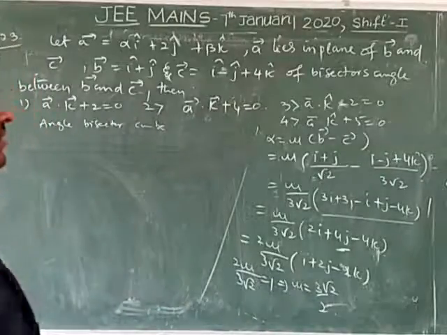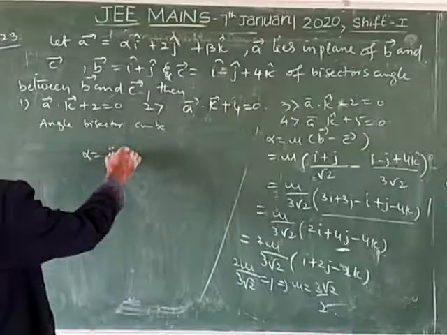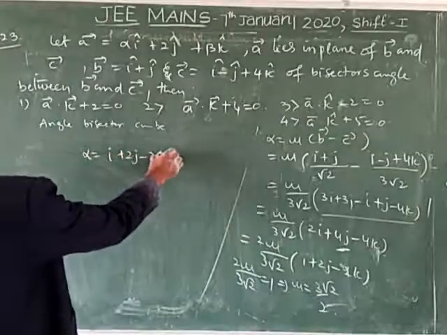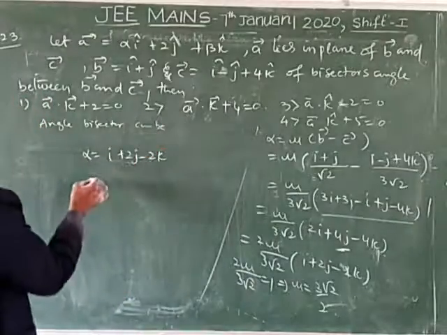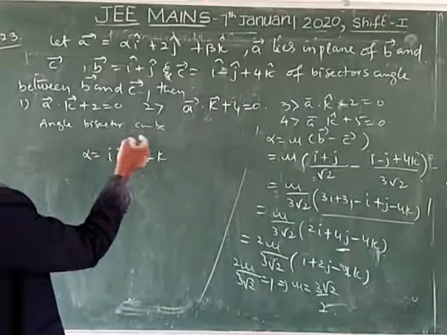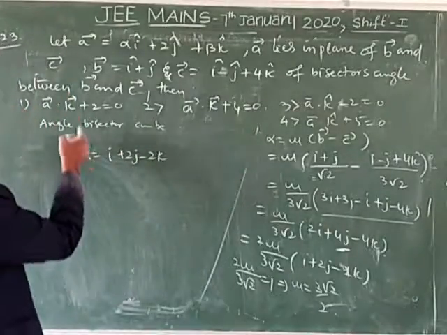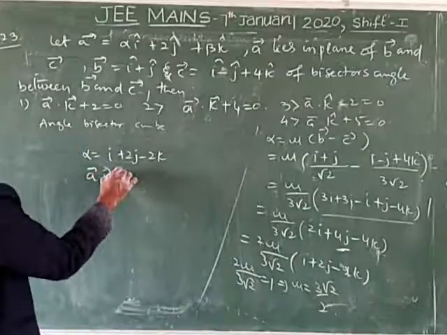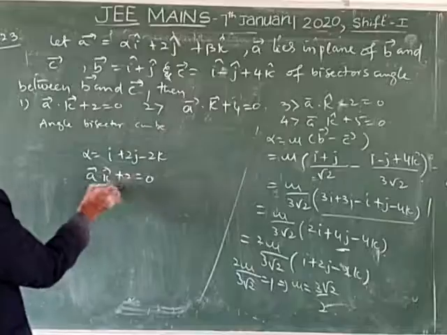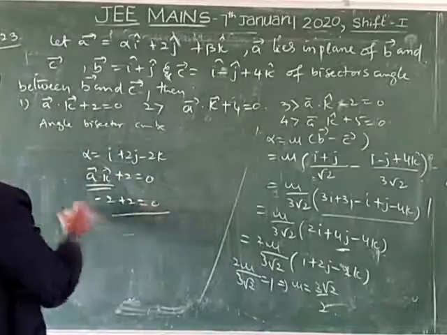Now alpha is equal to i plus 2j minus 2k. Now here, one option you have to take, any one option. Which option do we have to check here? You can check option 4, or the third option, or the second option. First option: a into k plus 2 is equal to 0. Is this possible or not? Here k is equal to minus 2, plus 2 is equal to 0. Then only the first option is correct.